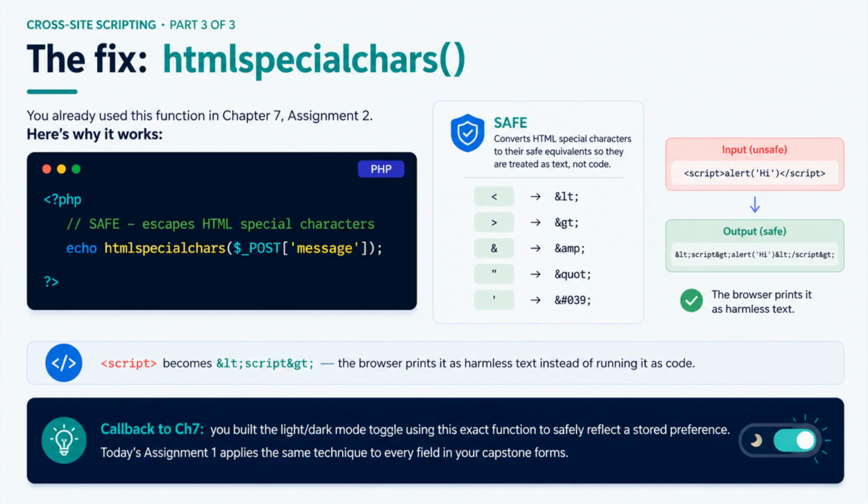Remind students they already used this function once, back in Chapter 7 Assignment 2, to safely reflect a stored light/dark mode preference. Today they get the fuller explanation of why it actually works. htmlspecialchars doesn't remove or reject anything. It converts a small set of HTML special characters into harmless text equivalents.